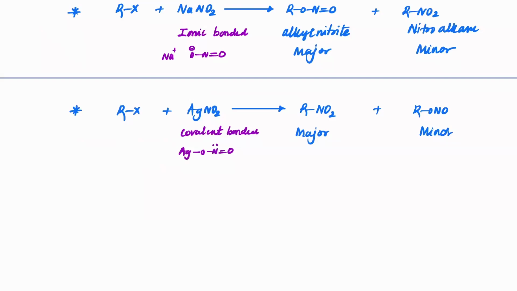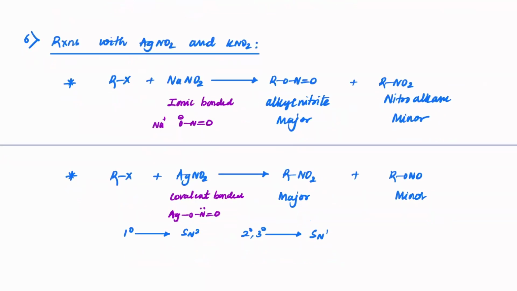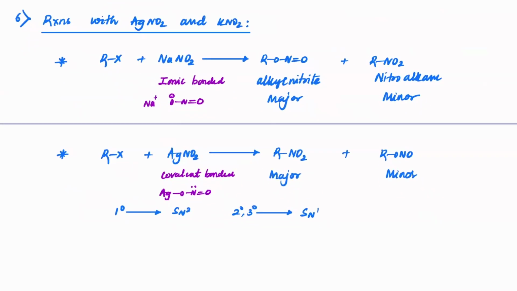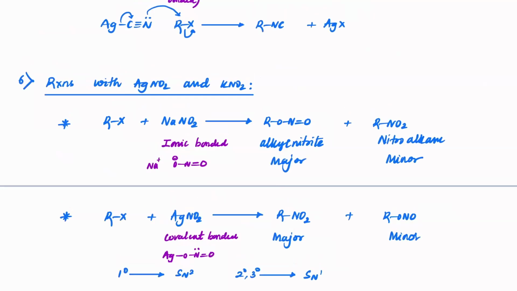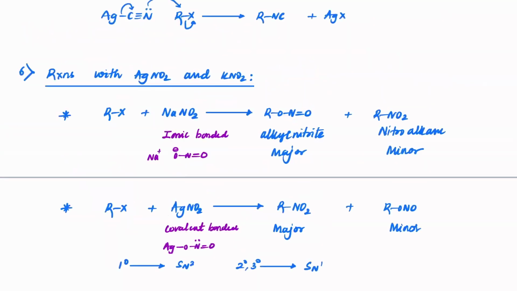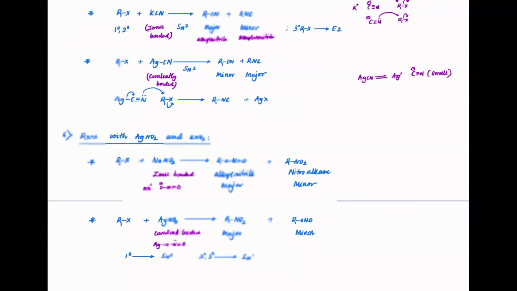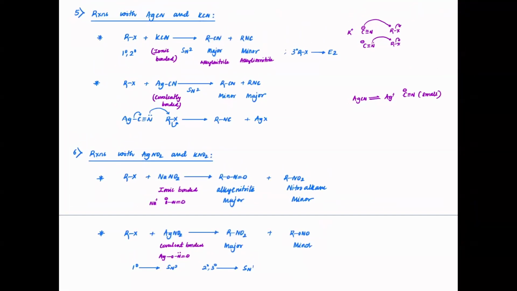So whether it is ionically bonded or covalently bonded, one thing is for sure: if it is 1 degree, you will get SN2. If it is 2 degree and 3 degree, you will usually get SN1. There is no elimination that will happen. It will often go for the SN1 reaction. Clear? So I guess this part is understood, everybody. Please go through it once quickly. Reactions of AgCN, KCN, AgNO2 and KNO2.